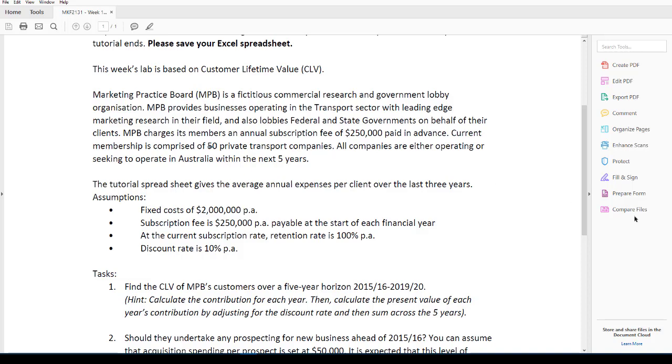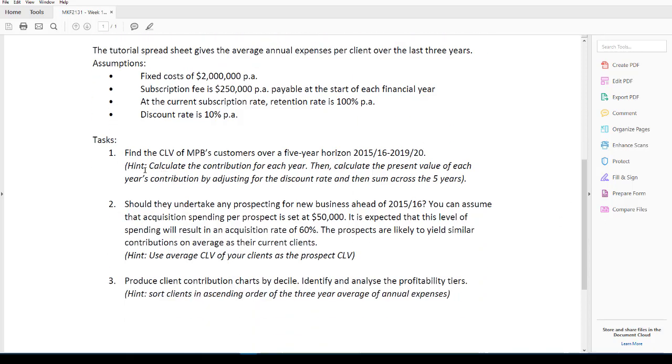Based on the information that we are given, we want to calculate the CLV of the customers of MPB, and also address other questions. So let's focus on the first question. Find the CLV of MPB customers over a 5-year horizon, 2016 to 2020. And we've got a hint here. We have to calculate the contribution for each year. Then we calculate the present value of each year's contribution by adjusting for the discount rate. And then we sum across 5 years.